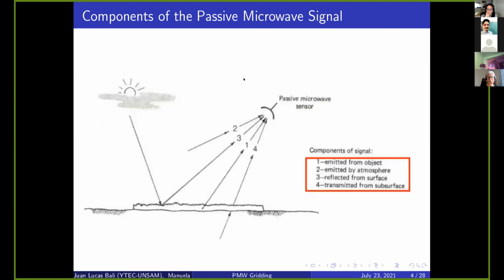Essentially, that's the principal idea: you have here a sensor, a passive microwave sensor, which captures information coming from diffuse radiation from the atmosphere, radiation coming from the Earth, radiation coming from reflection of the sun and an object, and direct radiation coming from the object itself. So there are four sources of radiation that are captured by the passive microwave.